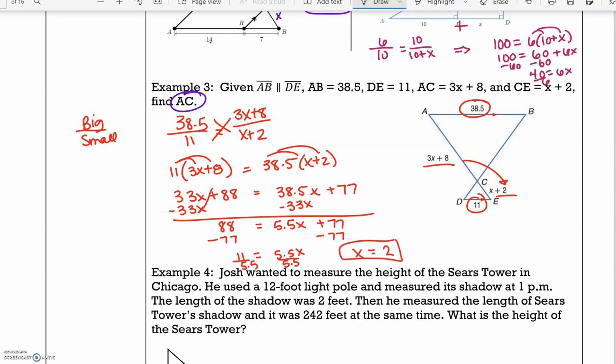And it wants us to find AC. So AC is this one right here. So I'm going to go ahead and plug 2 in. 3 times 2 plus 8, which is 6 plus 8, which is 14 for AC.